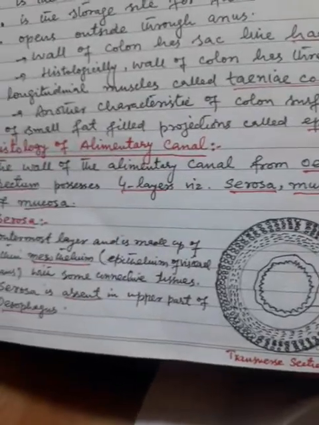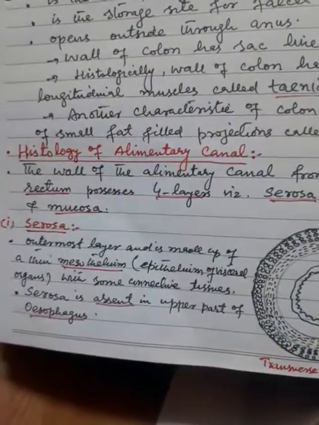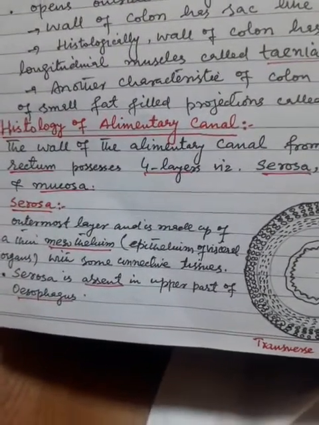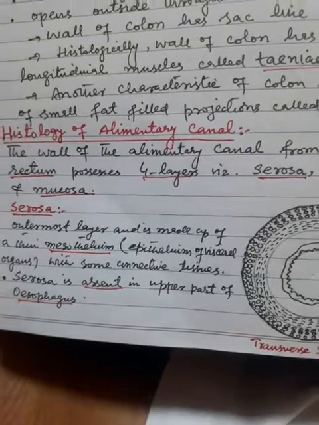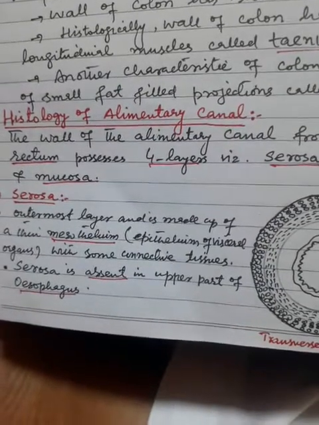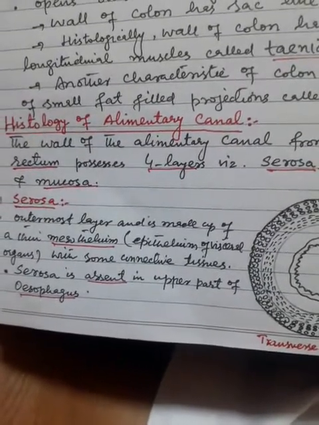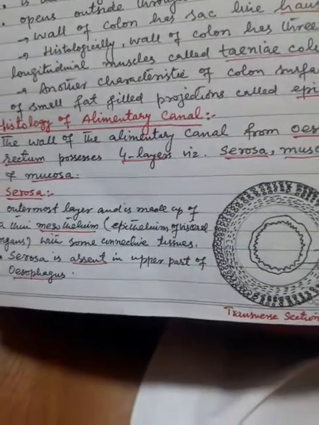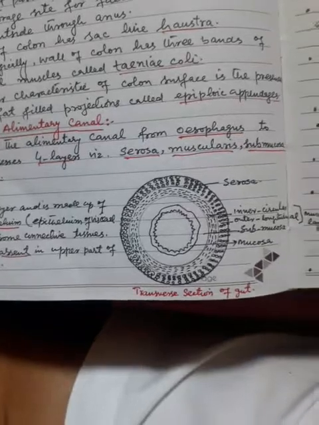Serosa is the outermost layer and is made up of a thin mesothelium. Mesothelium is the epithelium of visceral organs with some connective tissues. Serosa is absent in upper part of esophagus.